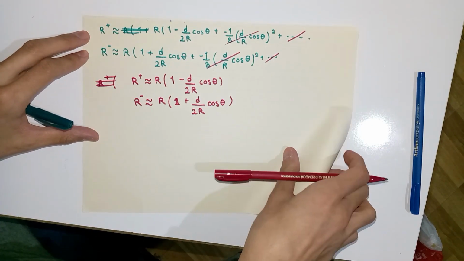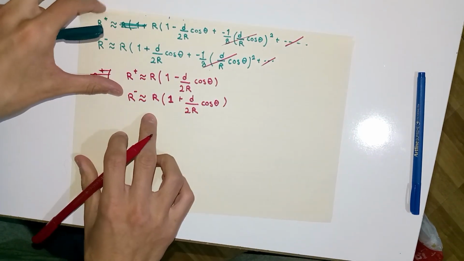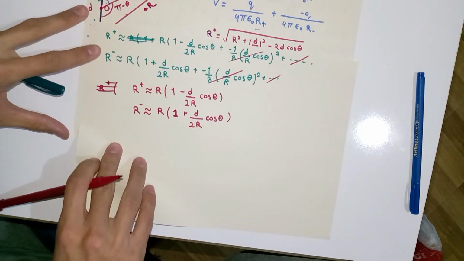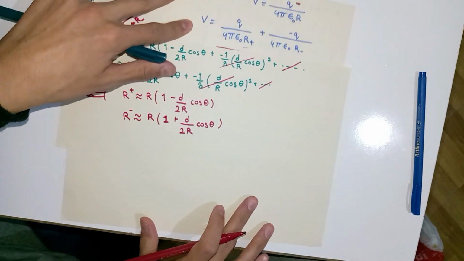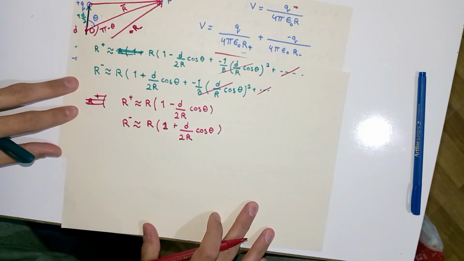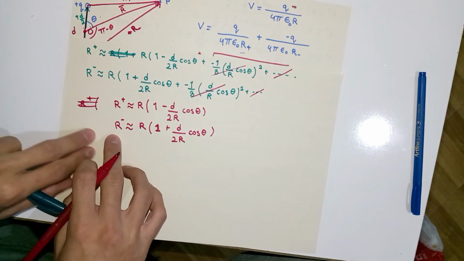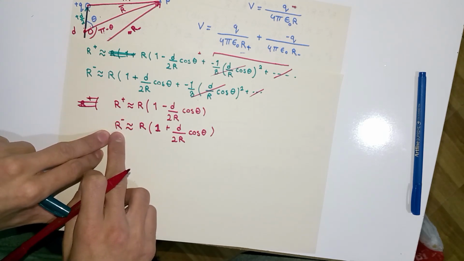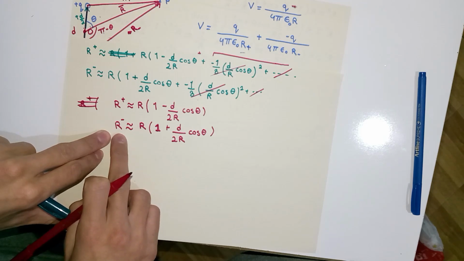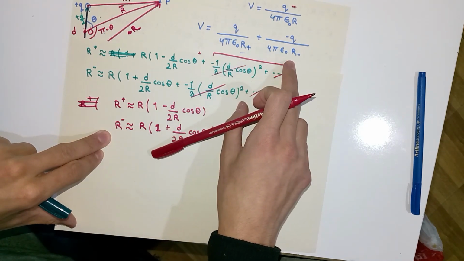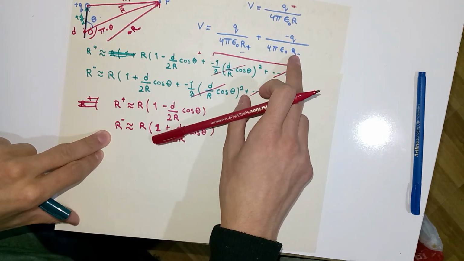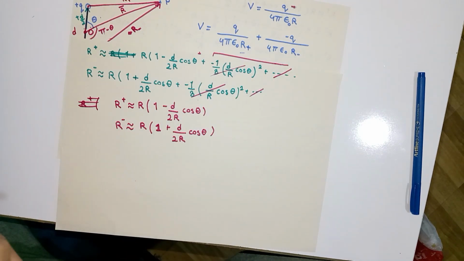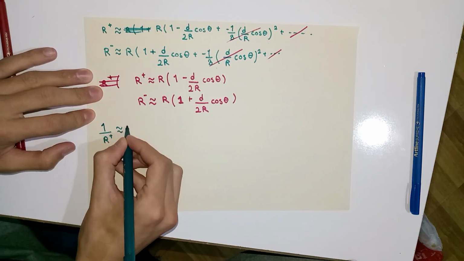Now, as we see, we can directly substitute this into this formula, but it's easier when we substitute it in the reciprocal form of these two equations, because r plus and r minus exist in the denominator. So I'm going to take the reciprocal for both sides for these two equations.